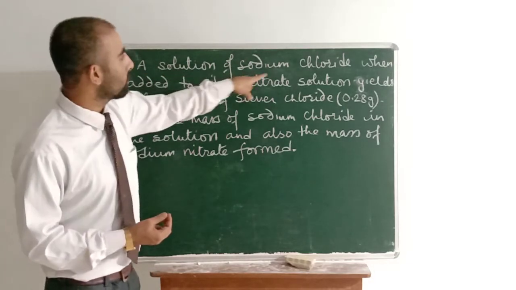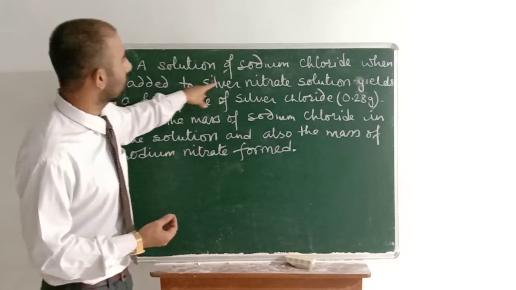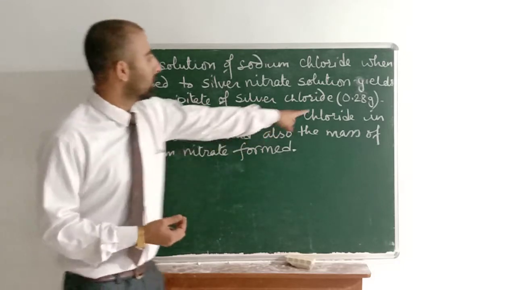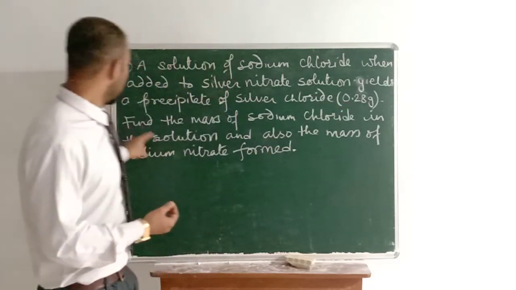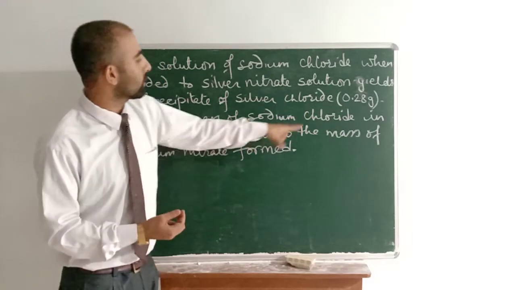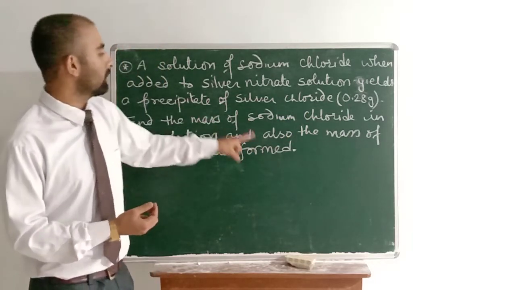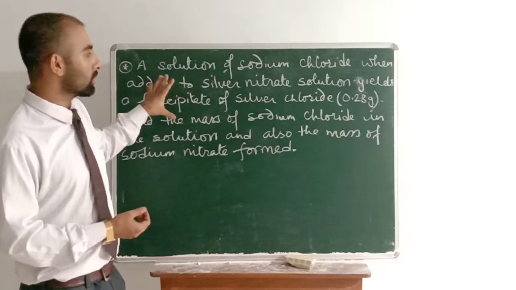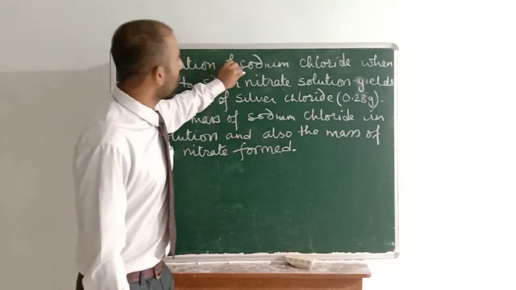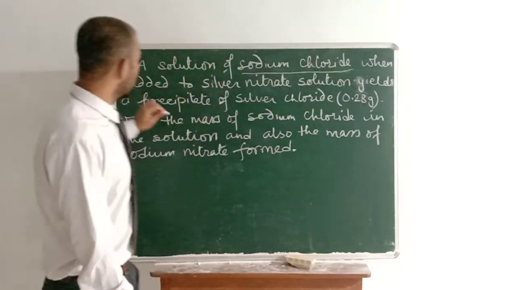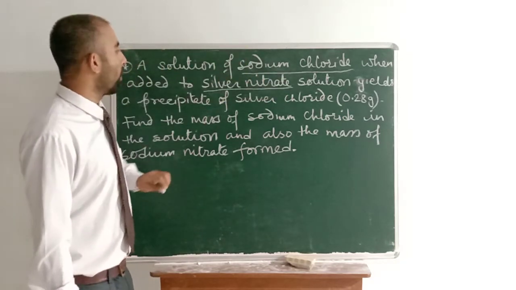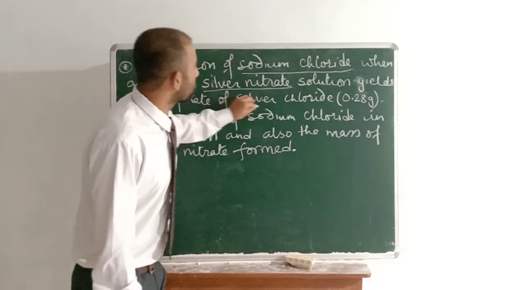A solution of sodium chloride added to silver nitrate solution yields a precipitate of silver chloride, which is 0.28 gram. Find the mass of the sodium chloride in the solution and also the mass of sodium nitrate formed. This question we are going to solve because here we are given two different compounds. They combine to form two different products.